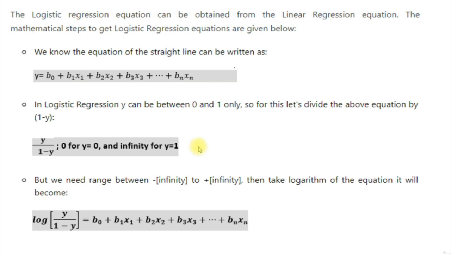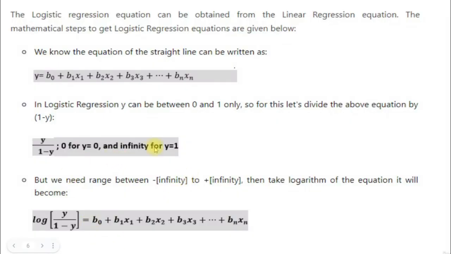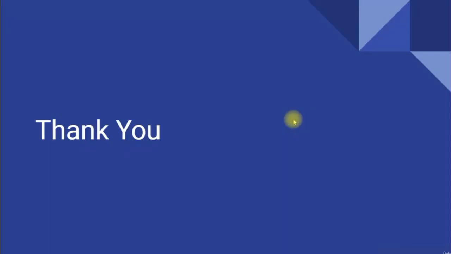If you divide anything by 0, it becomes infinity. So we need the range between minus infinity and plus infinity, so we take the logarithm of the equation, and it becomes log of y upon 1 minus y equals b0 plus b1x1 plus b2x2. So this is how you derive the equation of logistic regression. Now enough of the mathematics. Let's move to the Jupyter notebook and try to implement the logistic regression algorithm in Python.